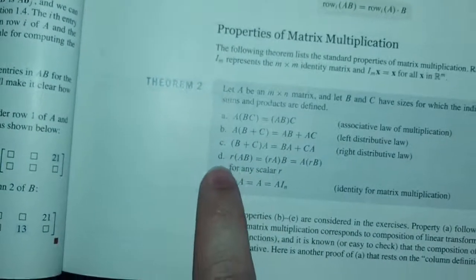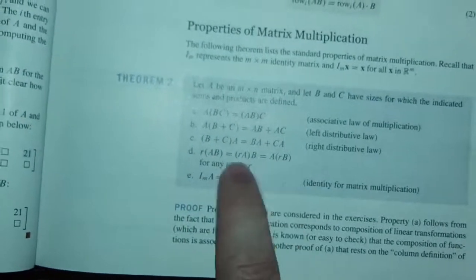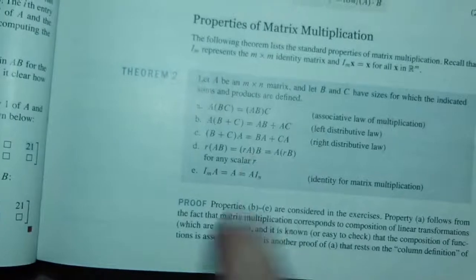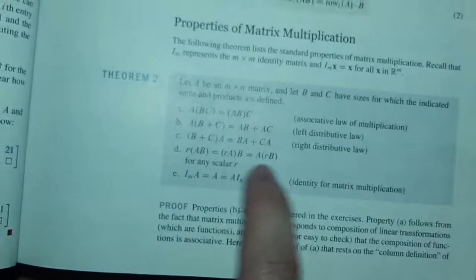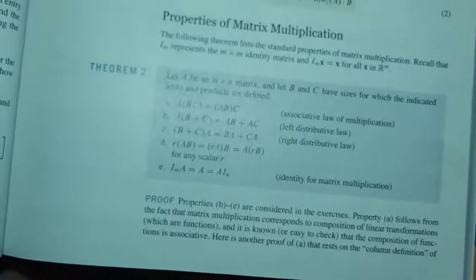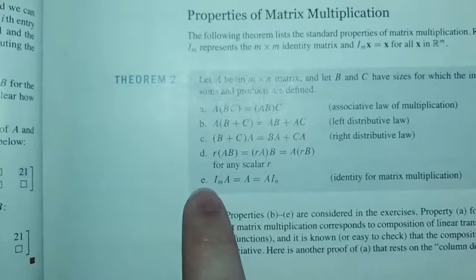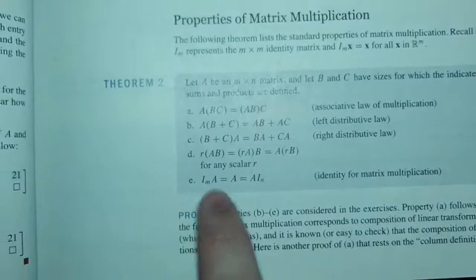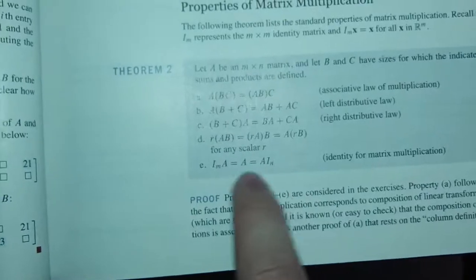Lastly, if you take a scalar and you multiply it by a product of matrices, you could have actually done that before the multiplication. So you could have actually scaled one or the other matrix instead, and that works for any scalar. It doesn't matter what it is. And then lastly, the identity matrix. When you multiply by any matrix, on either side, so long as it works, you get the matrix itself. This is the identity for matrix multiplication.